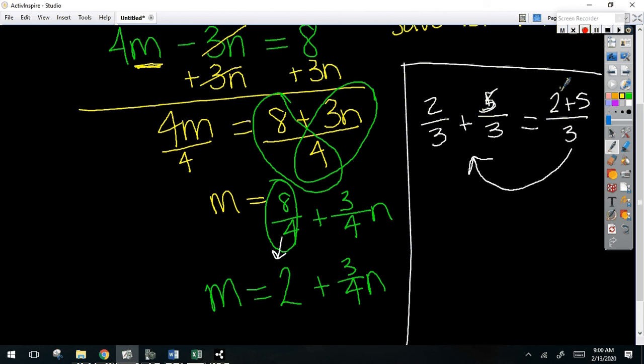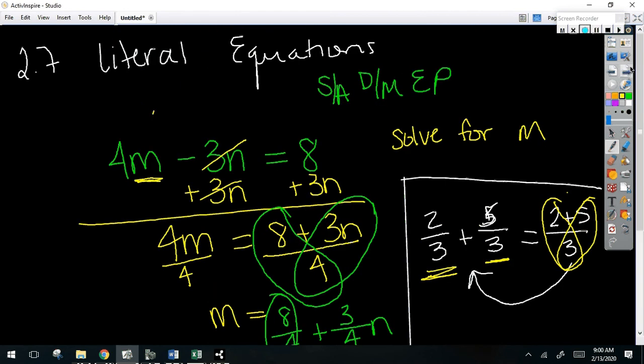I could rewrite this as 2/3 plus 5/3. All right, let me show you another one. Is it going to be just like that? A lot of them, yeah.